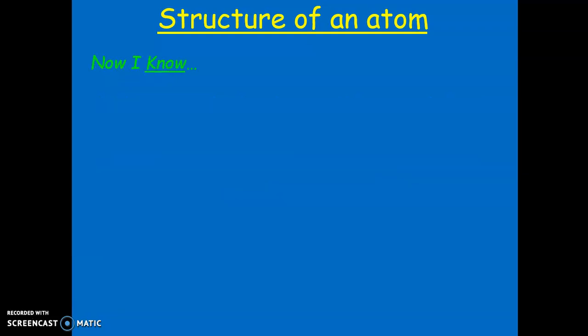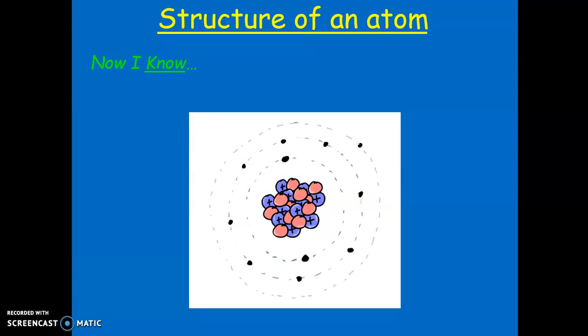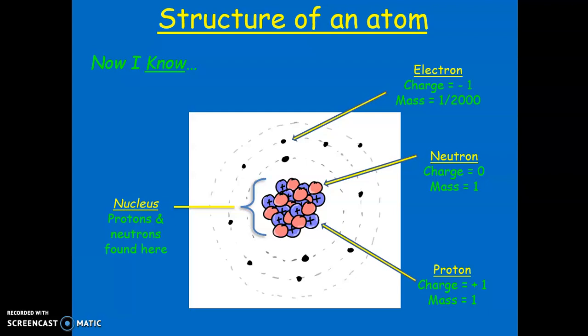Okay, this is a labeled diagram of an atom. Compare yours to what we have here. Obviously, I don't need you to be artistic. This is just something I whipped up off the internet. So, here we have a representation of an atom, and here we have the 3 subatomic particles labeled.